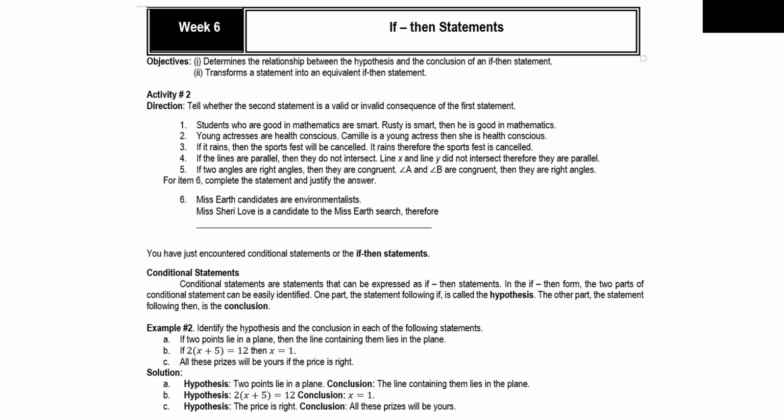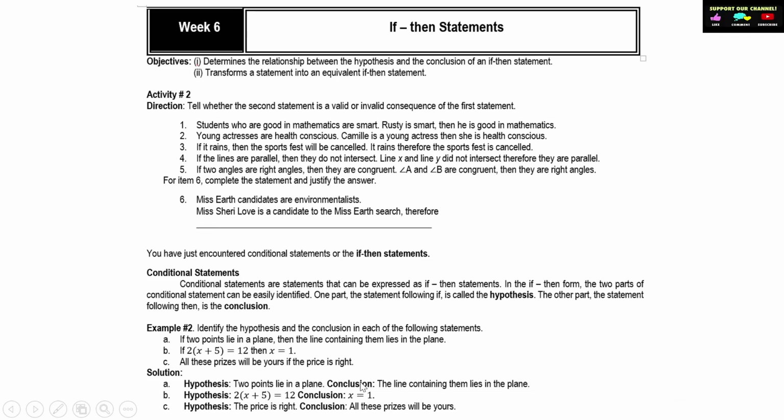Example number 2. Identify the hypothesis and the conclusion in each of the following statements. If 2 points lie in a plane, then the line containing them lies in the plane. So the hypothesis is this one: 2 points lie in a plane. Then the conclusion: the line containing them lies in the plane.